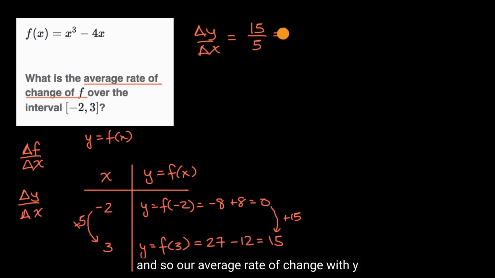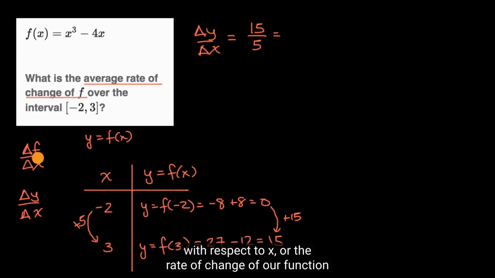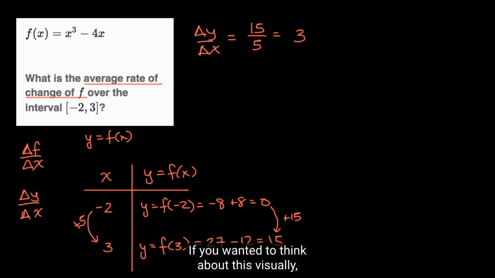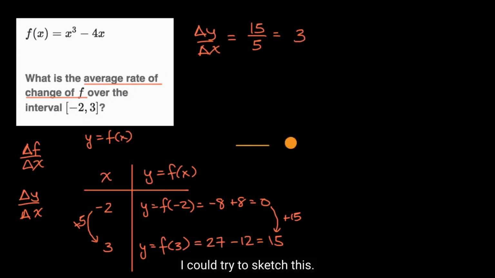And so our average rate of change of y with respect to x, or the rate of change of our function with respect to x over the interval, is going to be equal to 3. If you wanted to think about this visually, I could try to sketch this.